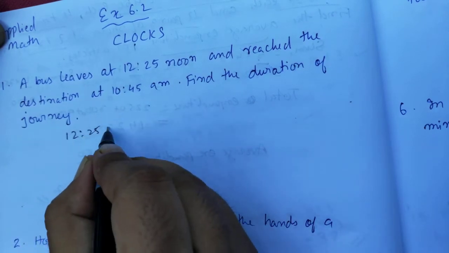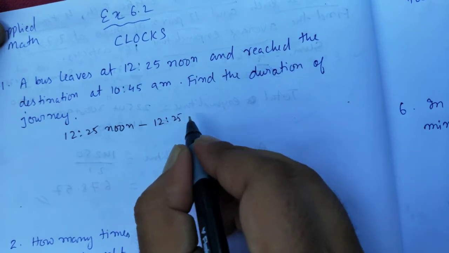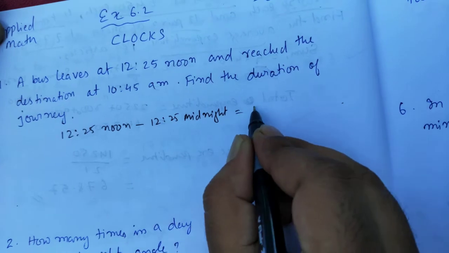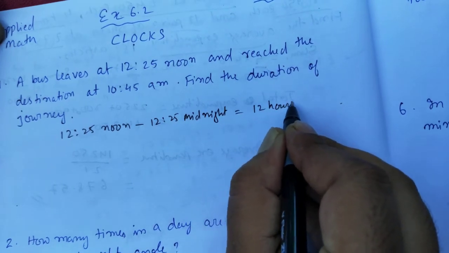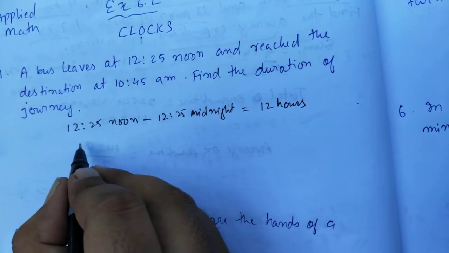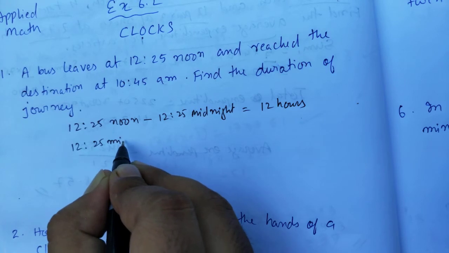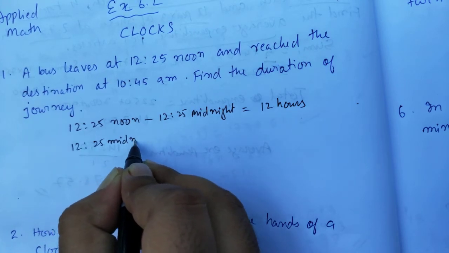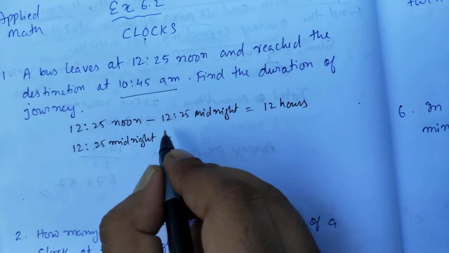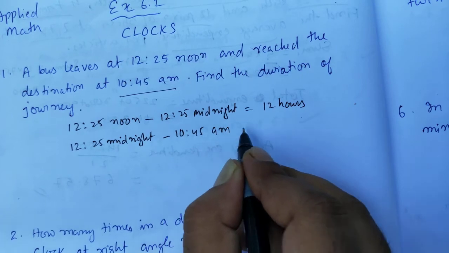12:25 noon to 12:25 midnight would be 12 hours. Okay? And then from 12:25 midnight to 10:45 a.m., you have to find how many hours that will be.